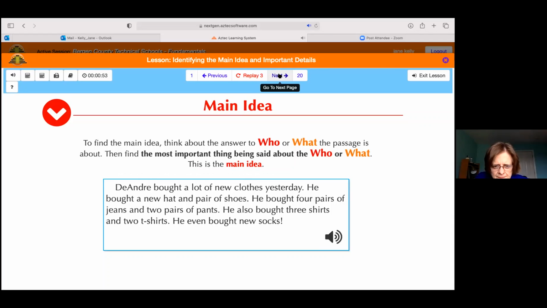Think about this passage. DeAndre bought a lot of new clothes yesterday. He bought a new hat and a pair of shoes. He bought 4 pairs of jeans and 2 pairs of pants. He also bought 3 shirts and 2 t-shirts. He even bought new socks. And so this is the reading level of the second level. So even though some of this might be a little bit bigger words, it seems very simple here. You could repeat it again.